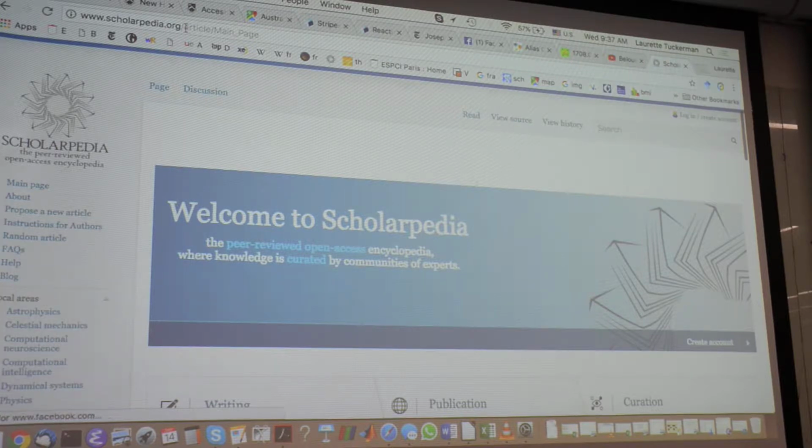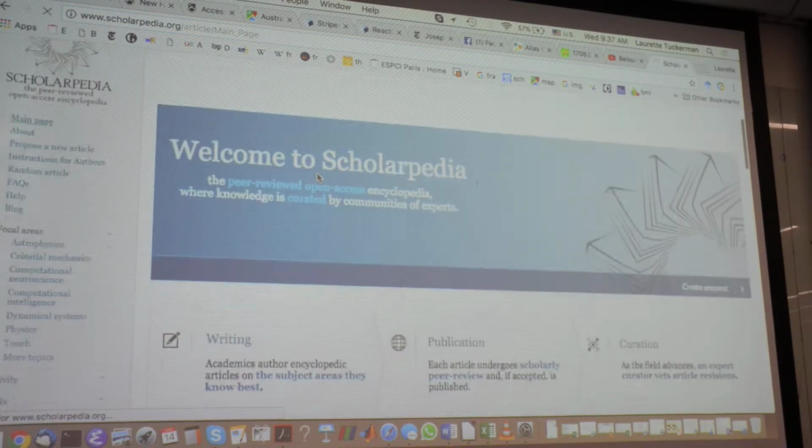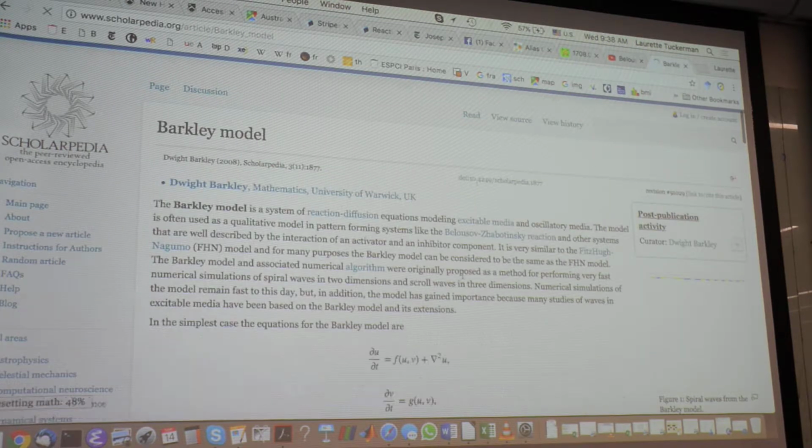So everybody knows Wikipedia, but Scholarpedia has not quite taken off in the same way as you might imagine. Let's see if we can search for this one. And let's see.